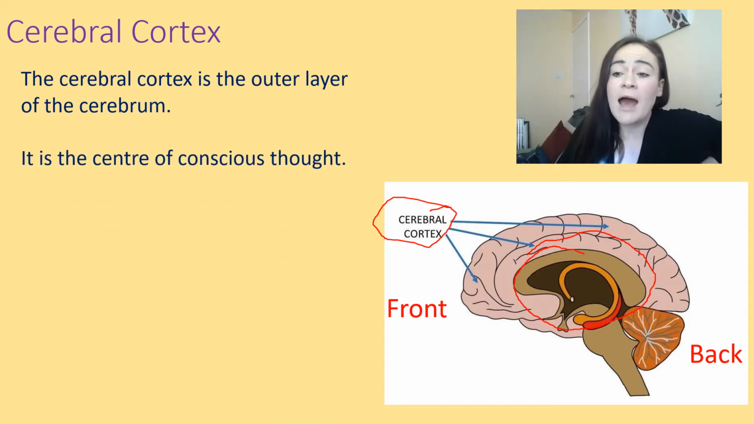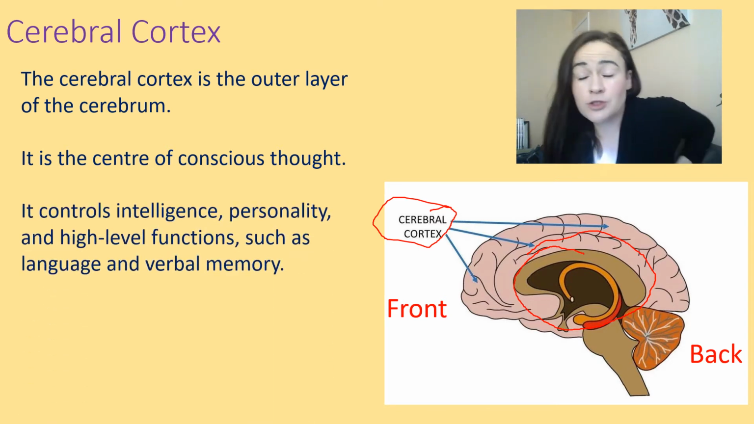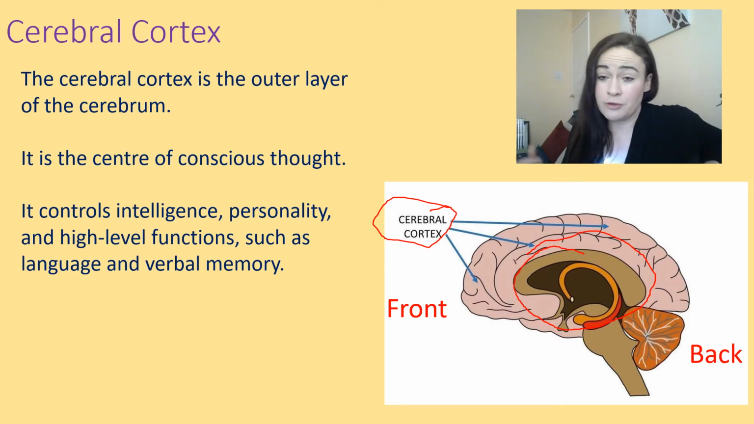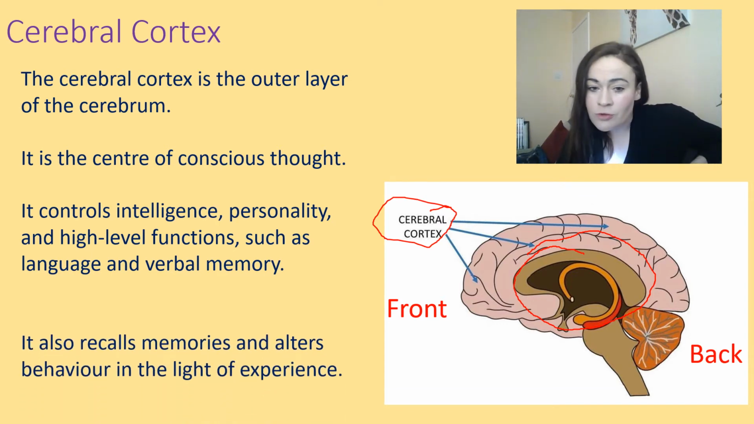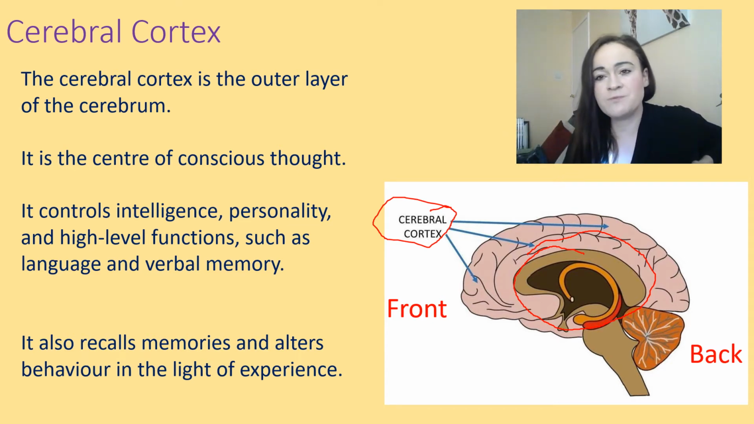Okay, and the cerebral cortex, we call it the center of conscious thought. It controls intelligence, personality, like your decision making, all the high level functions like language, communication, and memory. It also is the bit that allows you to alter your own behavior in light of experiences. So it's all very well having the memories, but the cerebral cortex allows a high function ability to actually think, oh, this has happened before, so actually I'm now going to do this. So it's a really, really high functioning, important part of the brain.